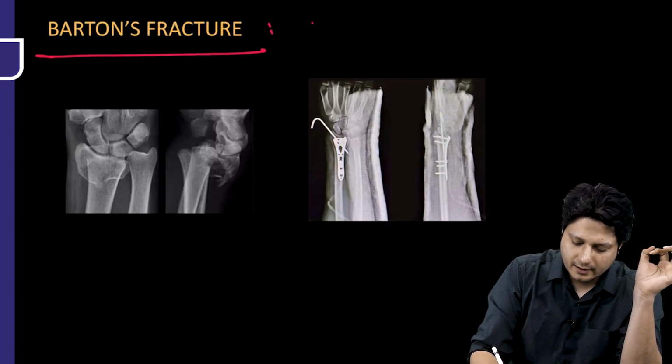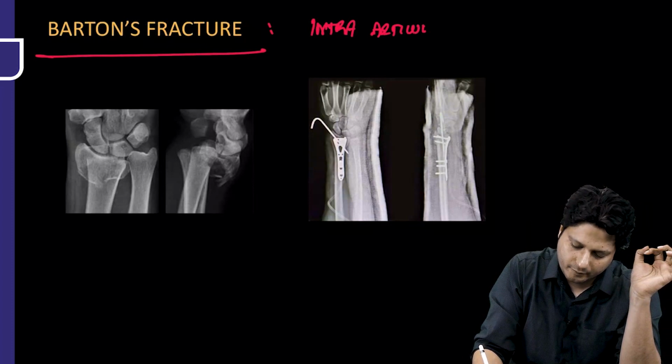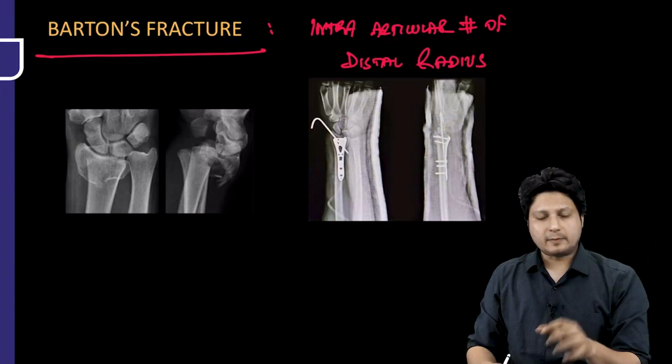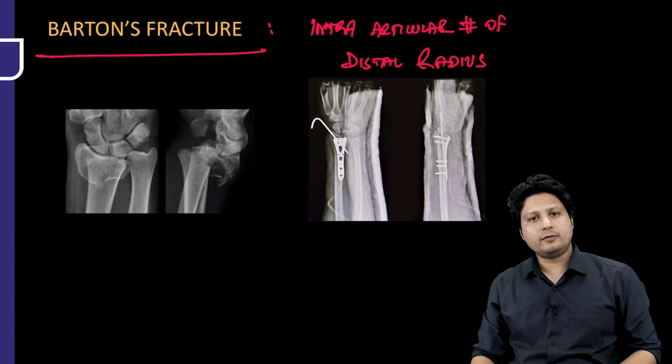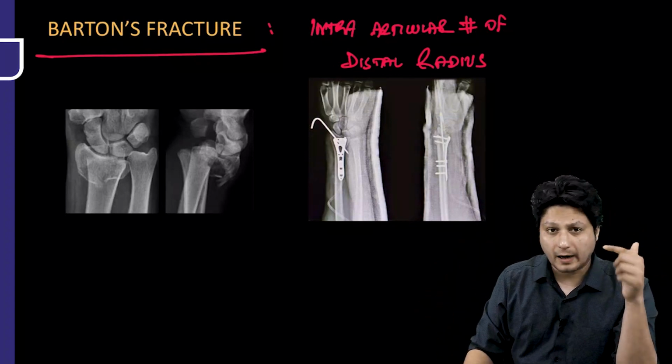So what is Barton fracture? It is an intra-articular fracture of the distal radius. That means extending all the way up to the level of the joint. Intra-articular fractures of the distal end of the radius are called by the name of Barton's fracture.